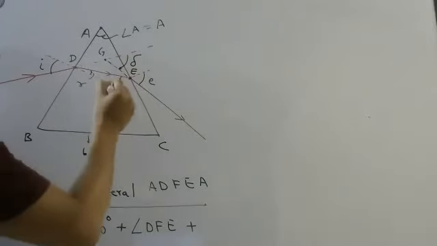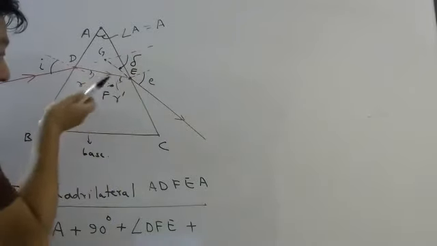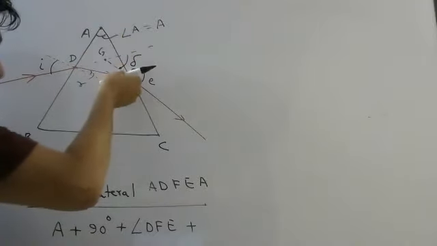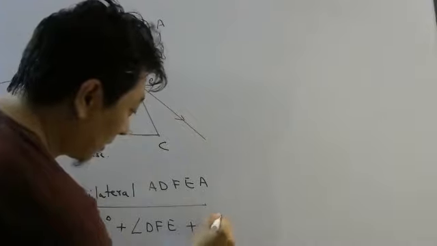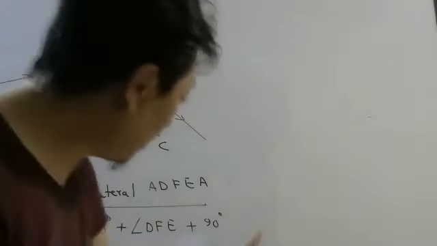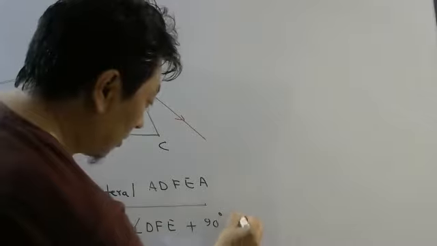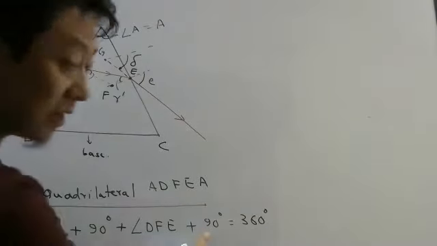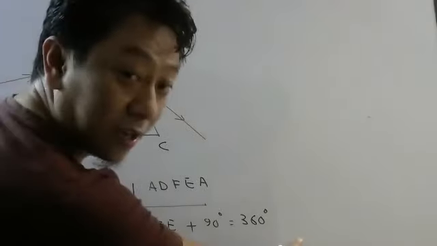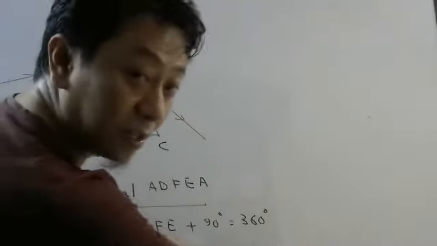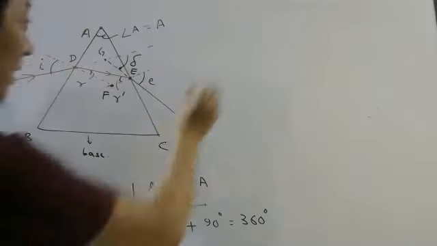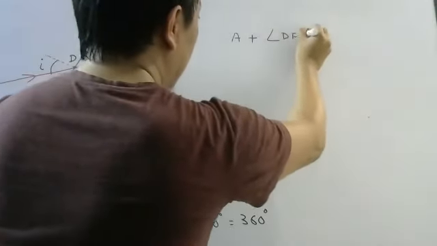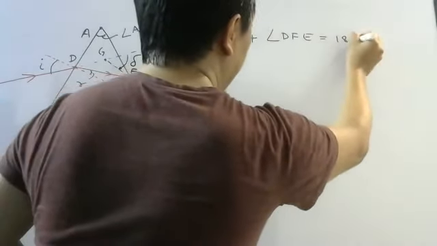Plus last angle is FEA. FE is normal, EA is surface, so surface and normal are always perpendicular. Sum of all the interior angles must be equal to 360 degree for a quadrilateral. Now 90 plus 90, 180. 180 will go that side, 360 minus 180 will be 180. So you will get A plus angle DFE equals 180. Call this equation 1.